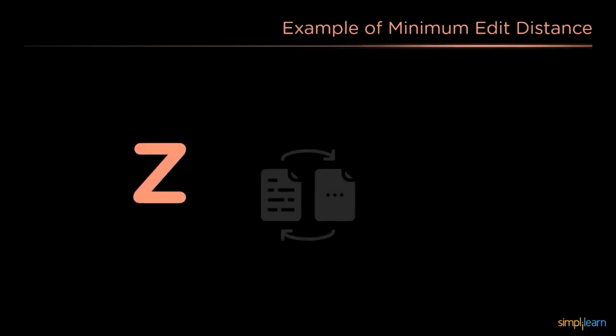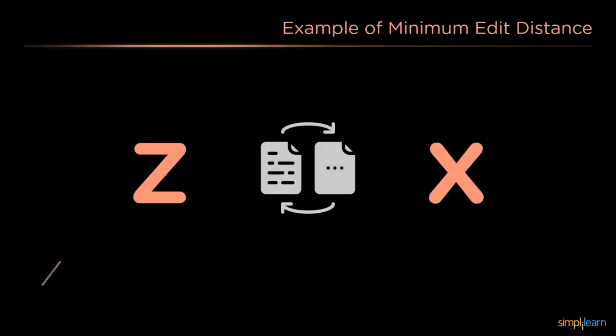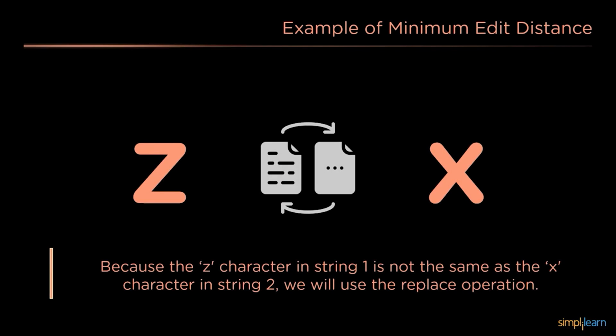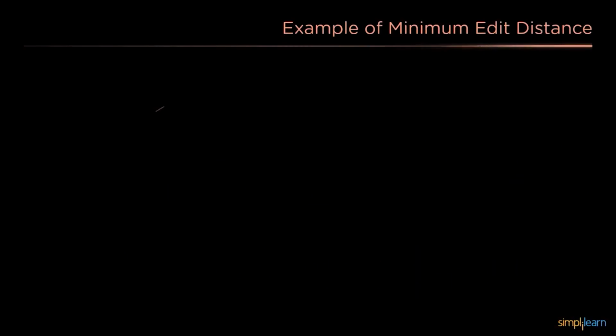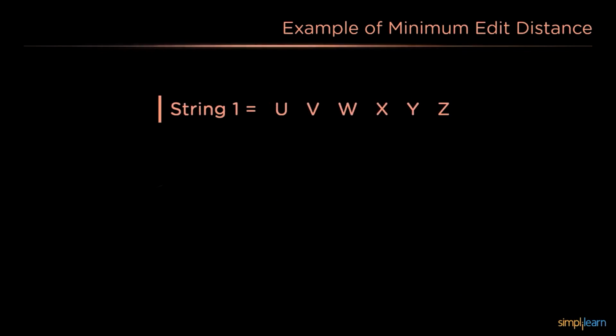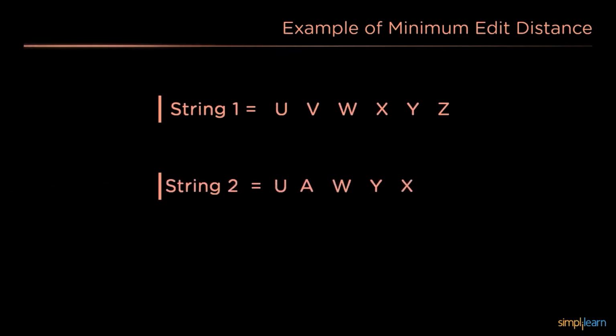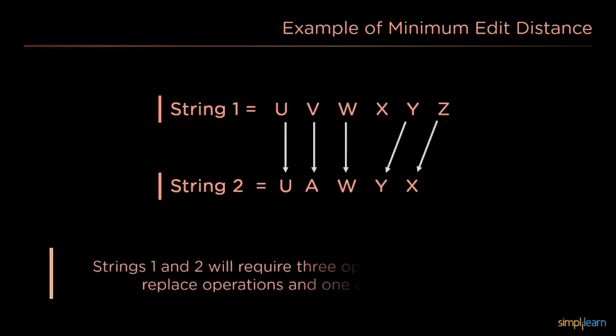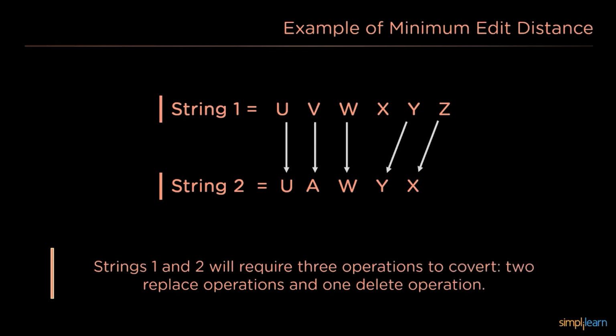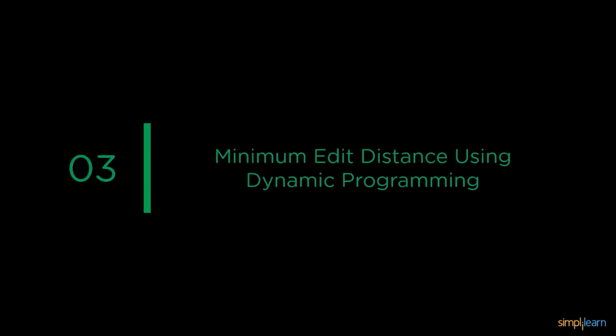Finally, we compare the Z character from string 1 with the last character of string 2, that happens to be X. Now we have to use the replace operation because Z of string 1 is not equal to X of string 2. To convert string 1 into string 2, we require 3 operations, that is 2 replace operations and 1 delete operation. So the final topic in this session is minimum edit distance using dynamic programming.